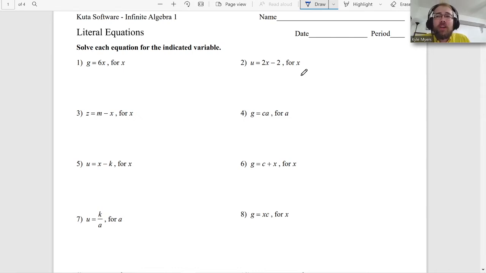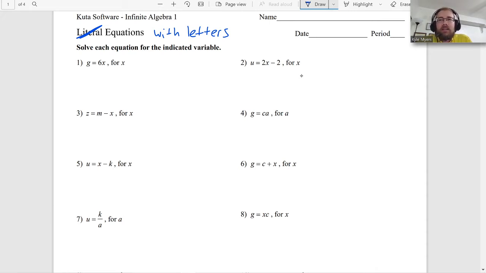This is literal equations, and the title sucks. Yeah, it's called literal equations. So really, it should be called, and I'll cross it out here, equations with letters, as in plural, like a letter versus letters. They have letters, because that's now called literal equations. So I don't know why they call them that.